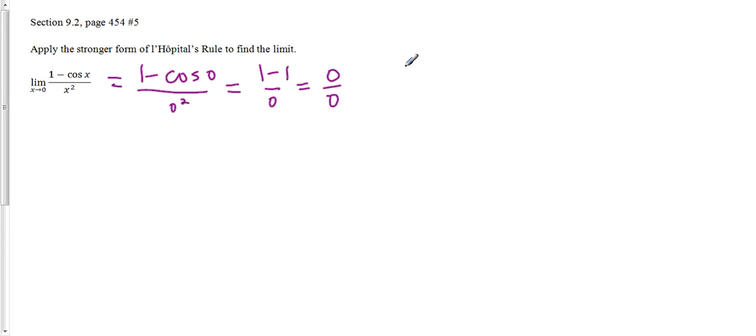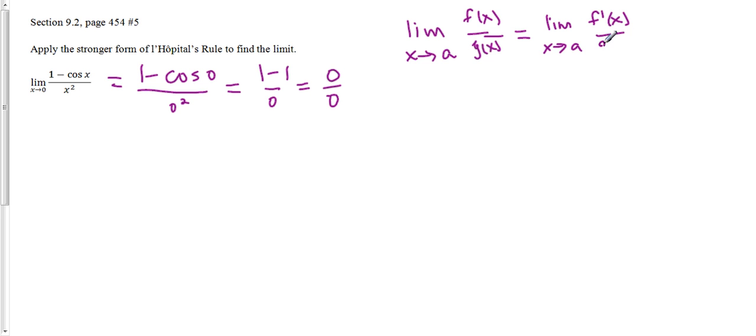Now, L'Hopital's rule tells us that what we're going to do is take the derivative of the numerator and divide it by the derivative of the denominator. So what we had was the limit as x goes to a of f of x over g of x, and that was going to be the limit as x goes to a of f prime of x over g prime of x.